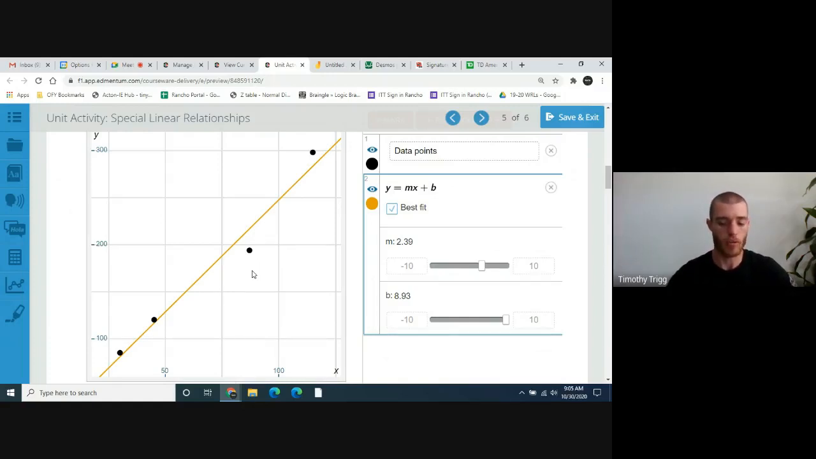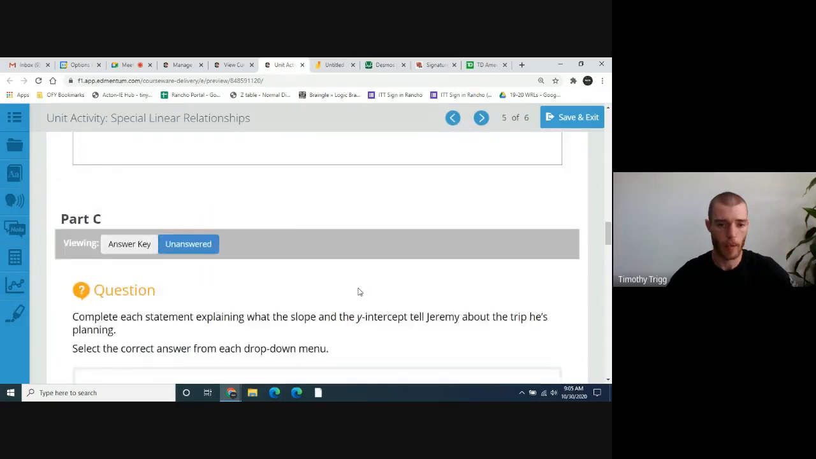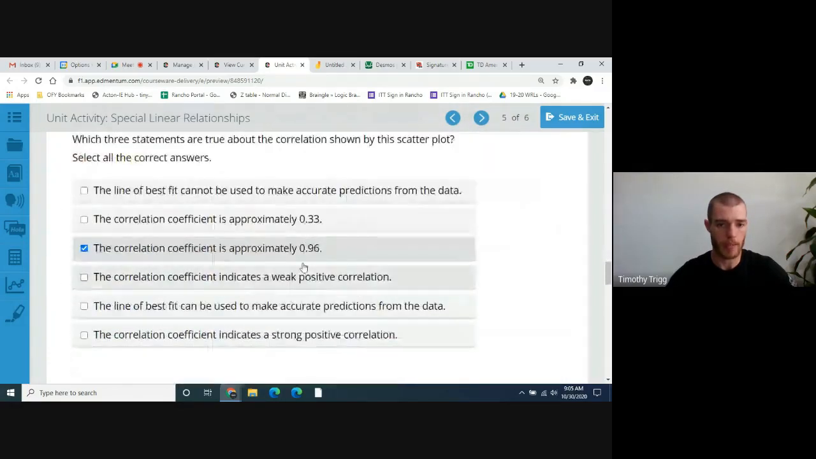The strongest it can be is 1, or -1 if it's going the other way. But a correlation coefficient of 1 is kind of unheard of. A correlation coefficient of 0.96 is a very strong correlation. So in this case, we have a 0.96, which is a very strong positive correlation because the points are very close to that line, you see.